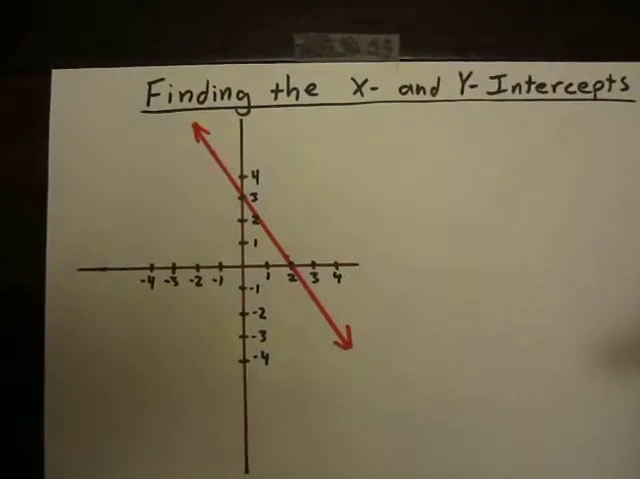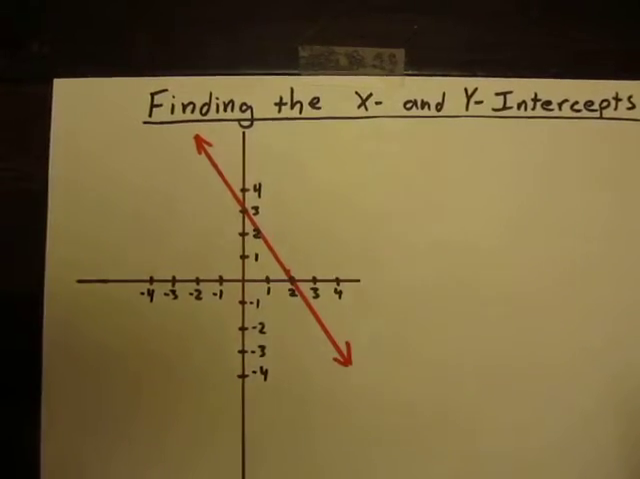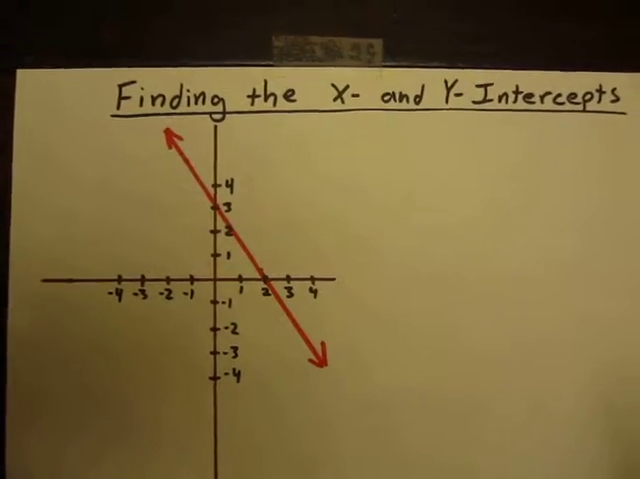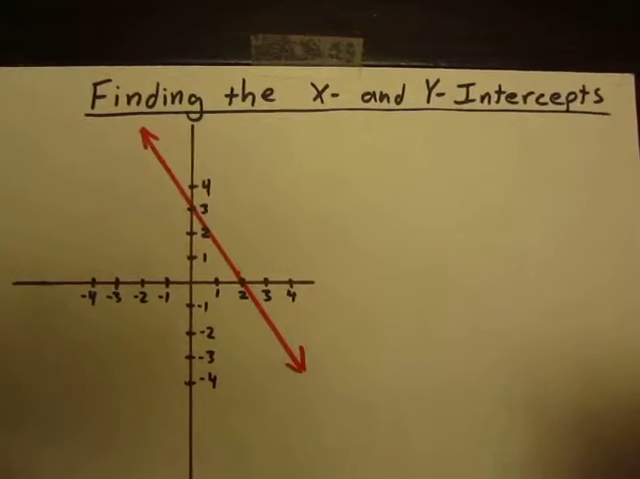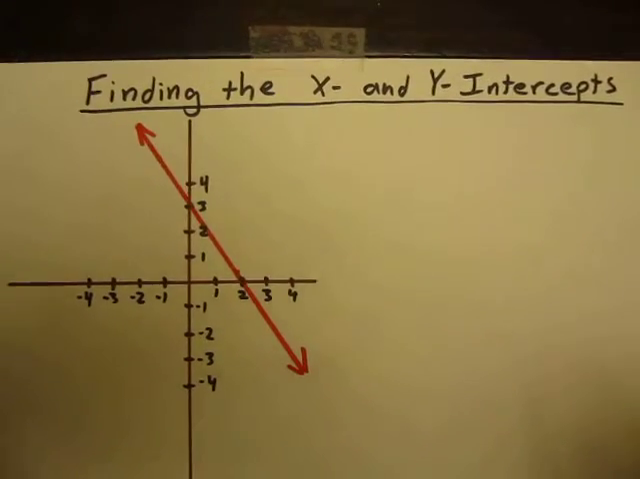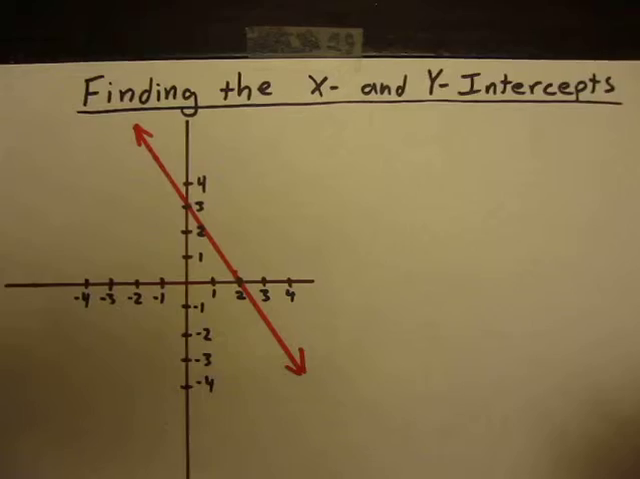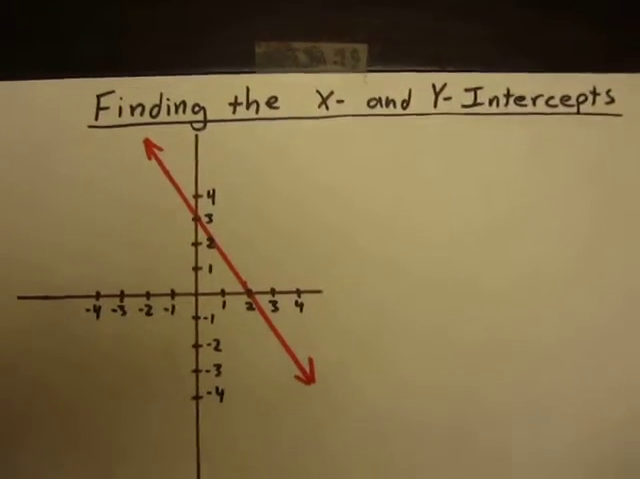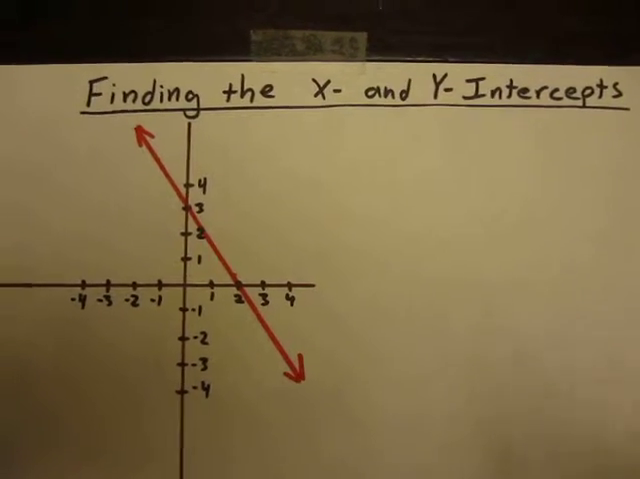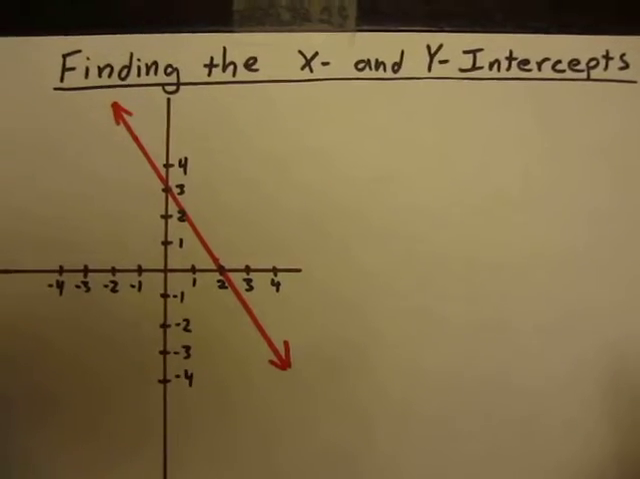Alright, in this video we're going to talk about finding the x and y intercepts. By the end of this video you should understand what the x and y intercepts are and how to find the x and y intercepts given a line in a graph and also given an equation. So first of all, what are the x and y intercepts?